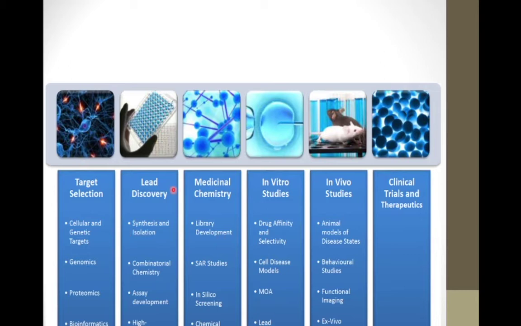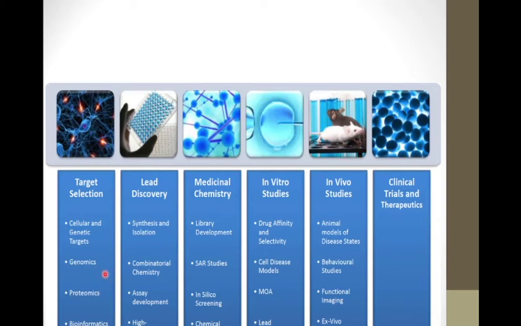We're going to focus on different parts of the drug discovery process, and we're going to break this down into different sections. First we're going to look at target selection. These are cellular or genetic targets, so these could be proteins, receptors, or DNA. We also can have a look at genomics. There are masses of data available, for example from the Broad Institute, where they've analysed the expression of certain genes in cancer cell lines.